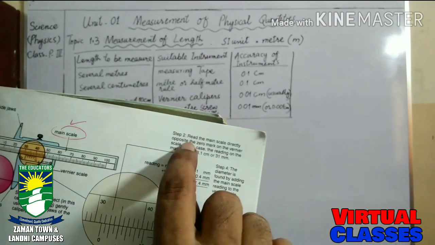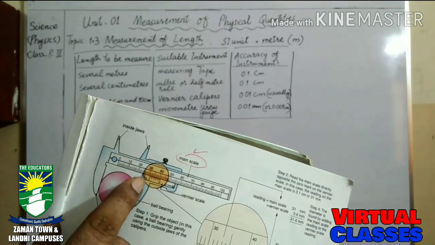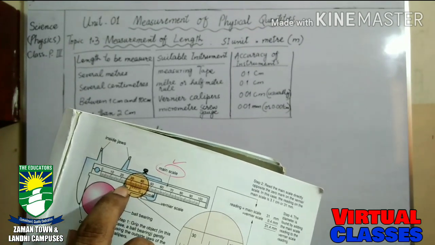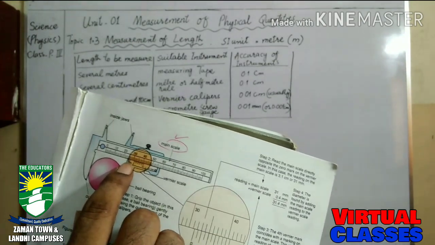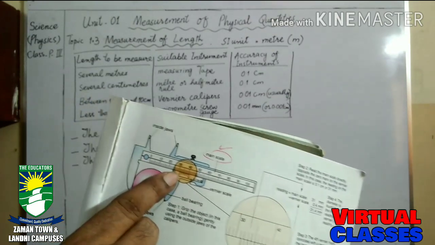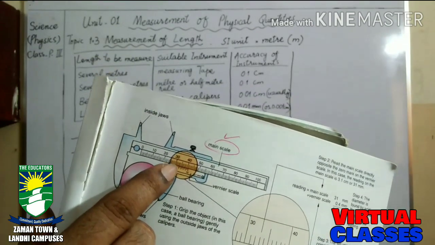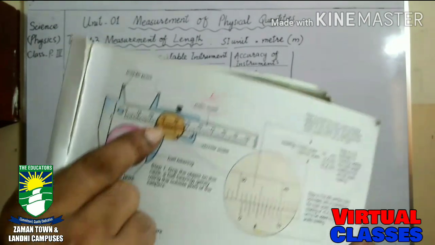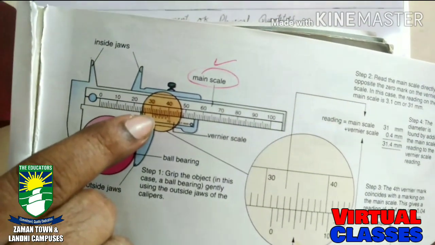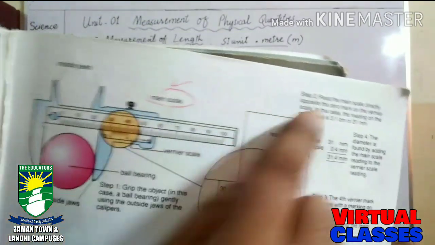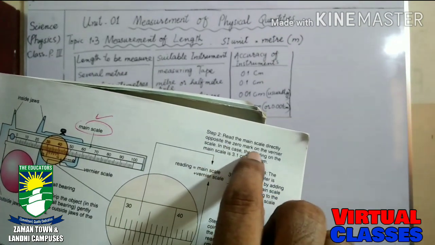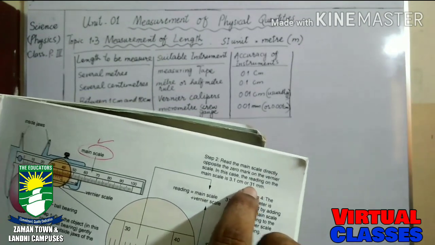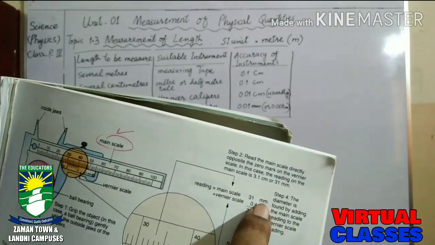The second step is read the main scale directly opposite the 0. This is the main scale, and see the 0 of the vernier scale. Opposite it is 3, and the line which is touching the main scale with the vernier scale is 3.1. Read the main scale directly opposite the 0 mark on the vernier scale. In this case, the reading on the main scale is 3.1 centimeter, or we can say 31 millimeter. So we have written 31 millimeter. This is the second step.